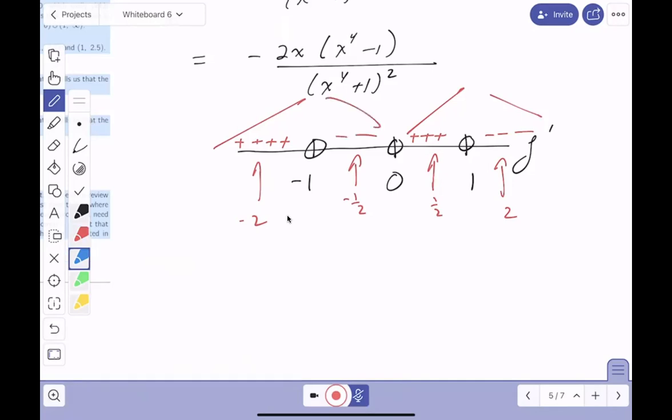What do I now know? Let's write this down for you. I know I've got 2 maximums. I'm going to say local max at the point minus 1, f of minus 1, and the other local max is going to be at 1, f of 1. By the way, I want to point out, I want to go to the prior page.